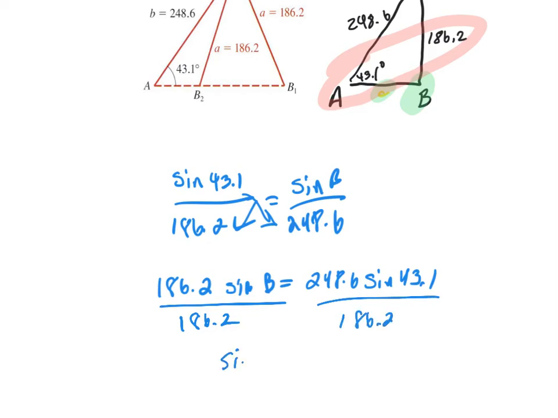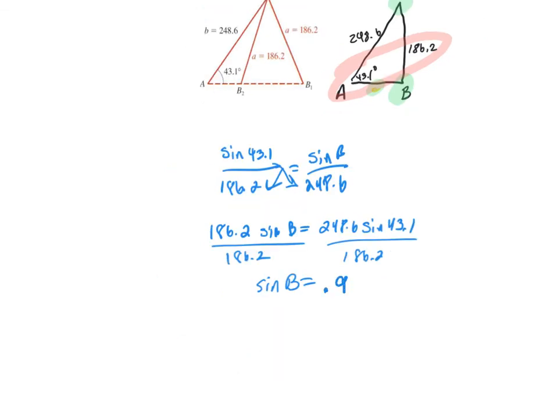186.2, and I get the sine of B is 0.91225. That is not an angle measure, guys. That's the sine of the angle. So since we're looking for an angle, we use our second sine. So it's 0.91225. Go ahead and put that in your calculator.